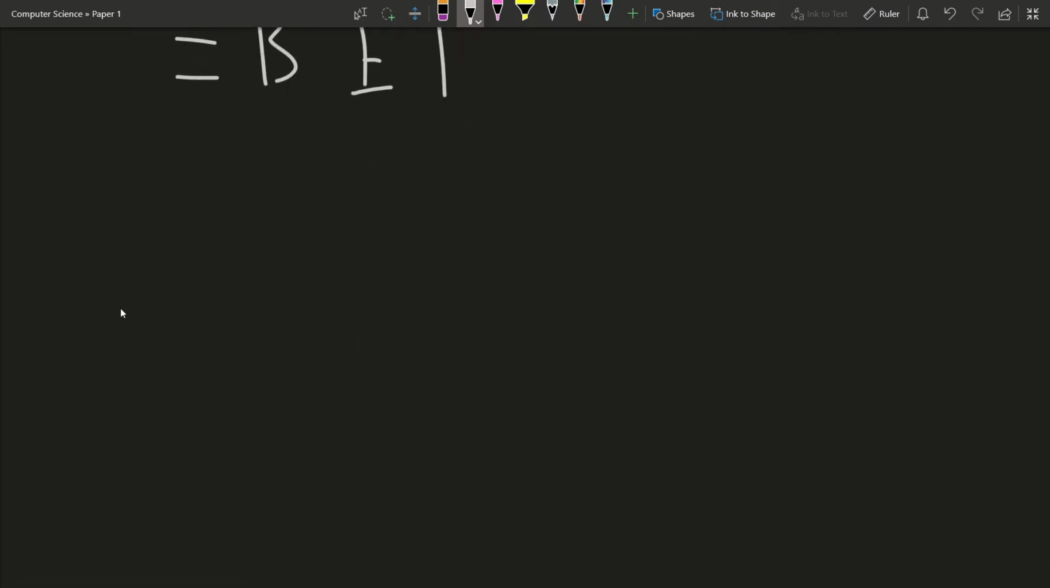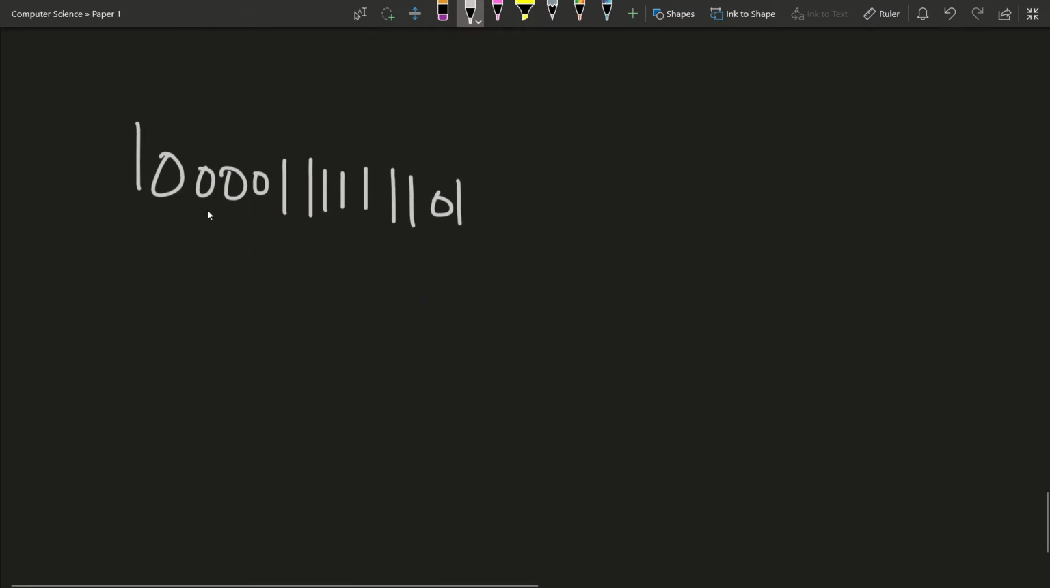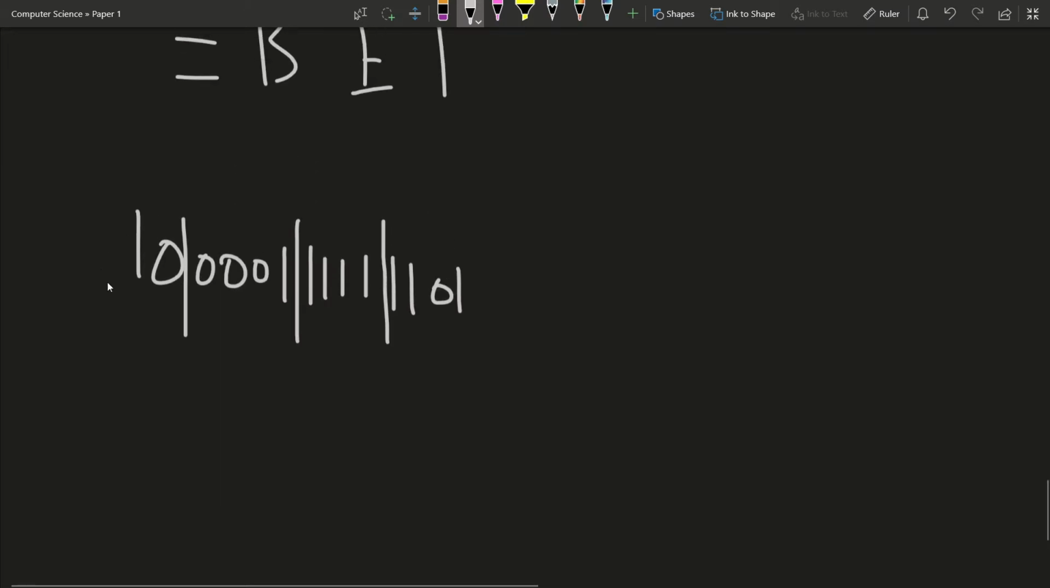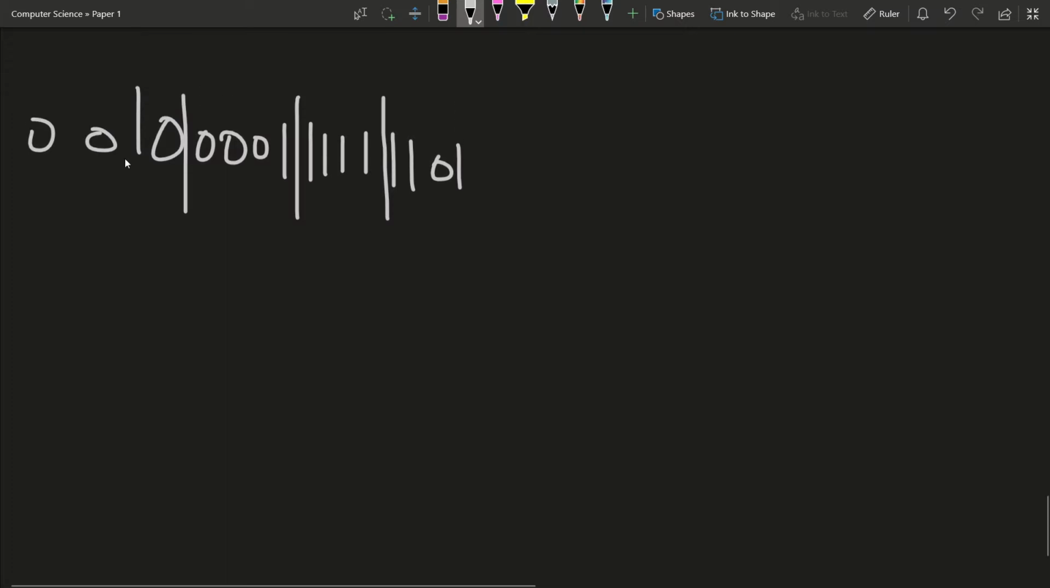Another example is, let's write a number like this: 0, 0, 0, 1, 1, 1, 1, 1, 1, 1, 0, 1. So first we're going to divide into groups of 4. So 1 here, 1 here, 1 here, and what do we do now because there are 4 digits? Well, you can just simply add 2 zeros to make it perfect.